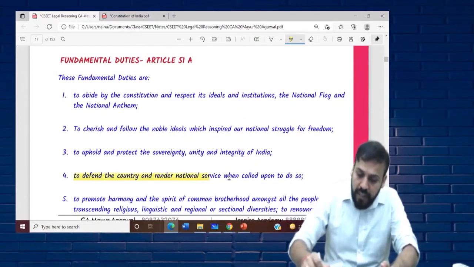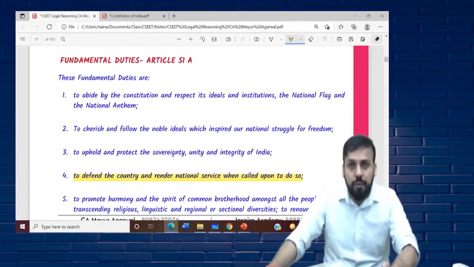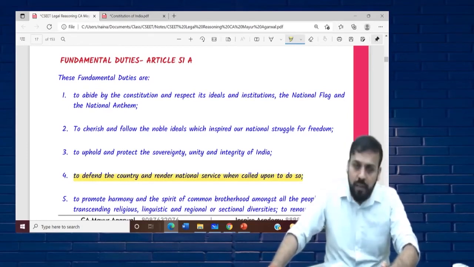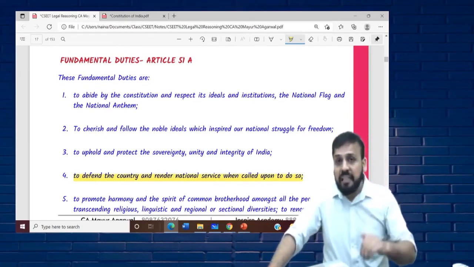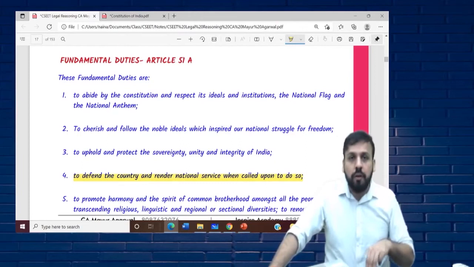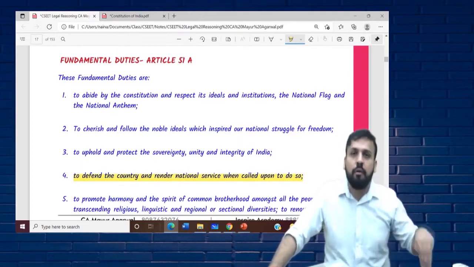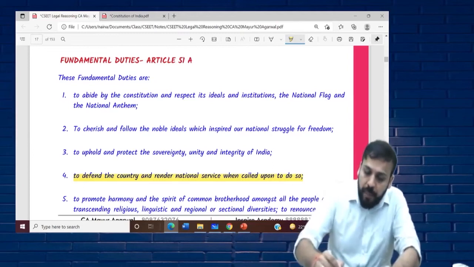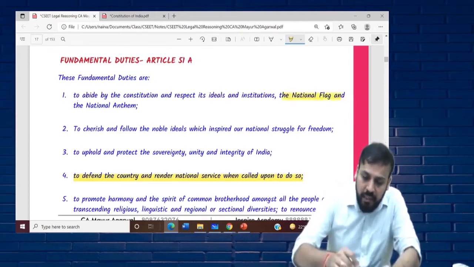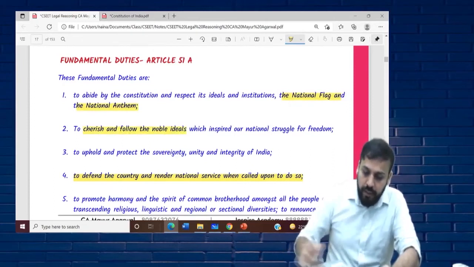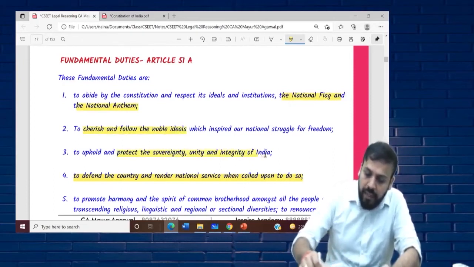See, whenever there is a war and the country needs you and they tell you, please come, we require you, you must go. At least in our country, it is not compulsory to join the army. In other countries, if you want a government job, first you must serve 3 years in the army, then only you can get a government job. Getting my point? So first, respect the national flag, national anthem. Cherish and follow the noble ideals. Protect the sovereignty, unity, and integrity of India.